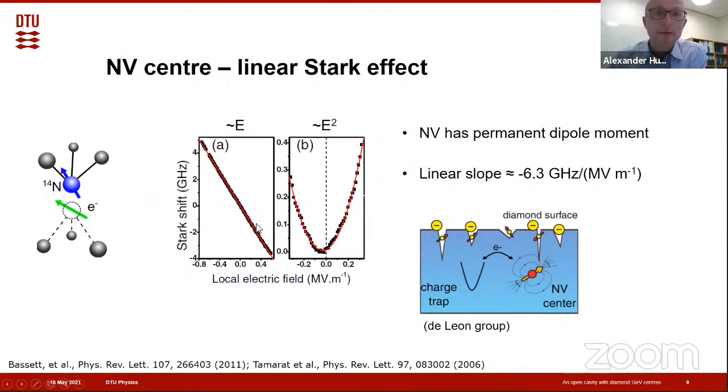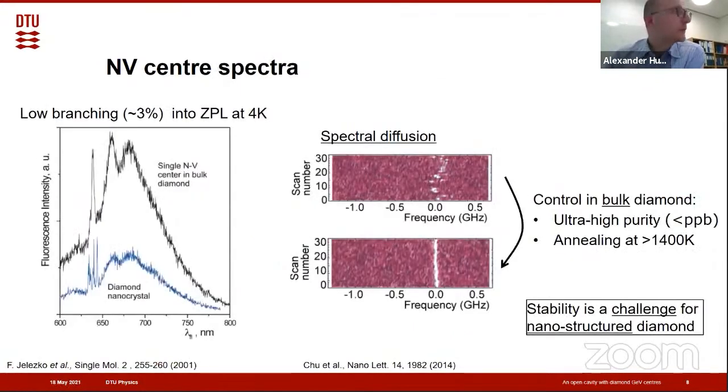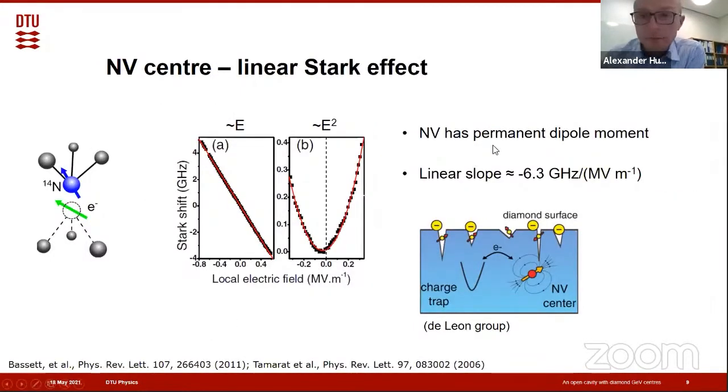So applying an electric field, one can observe a linear shift of the optical transition energies with a slope in the range of gigahertz per megavolt per meter. So when looking at those kind of numbers, that basically means that even single charge fluctuations, which are in the range of a few tens to hundreds of nanometers away from the NV center, give rise to energy level fluctuations within the line width of the optical spectrum.